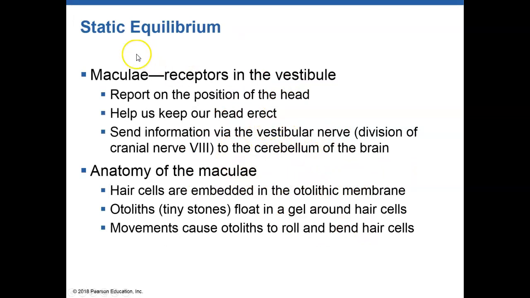So within the vestibule, we have a region called the macula, and that's where static equilibrium is associated. So this is what tells us where our head is in position to the rest of our body.